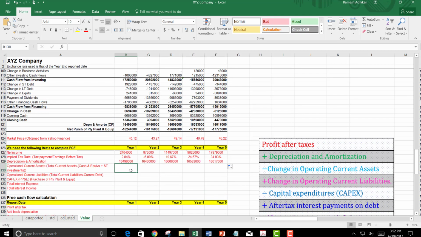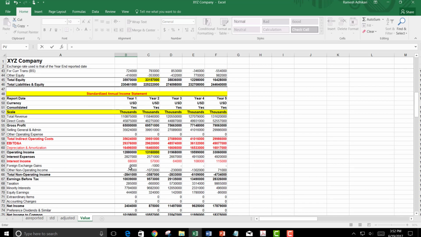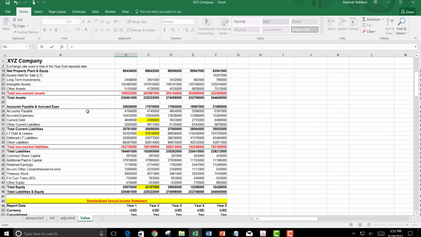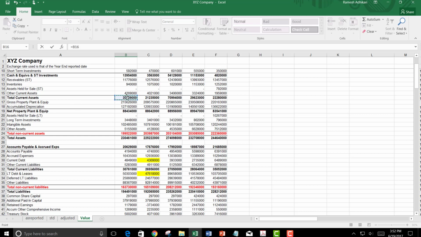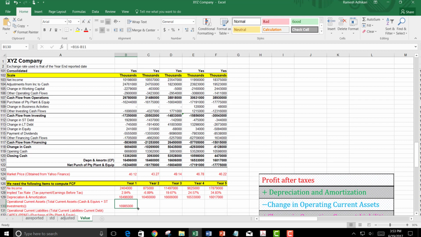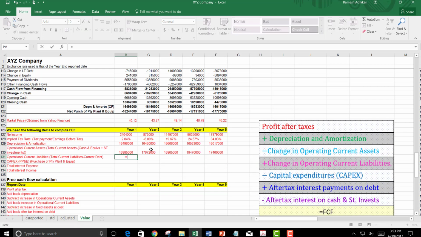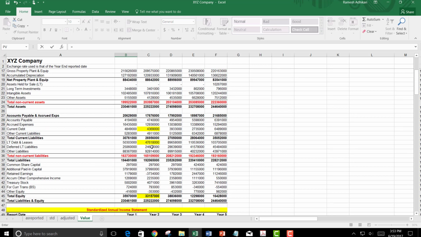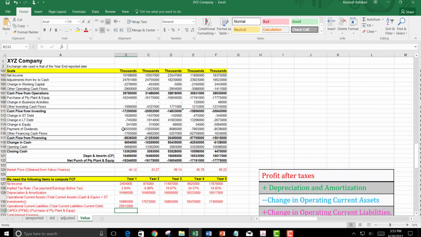Next, I can calculate operational current assets, which equals current assets minus cash and short-term investment. Okay, so my current assets come from my balance sheet, right? Current assets minus liquid assets. So that gives my operational current assets. Similarly, I can compute operational current liabilities, which is total current liabilities, right, minus the current debt. That gives me operational current liabilities.